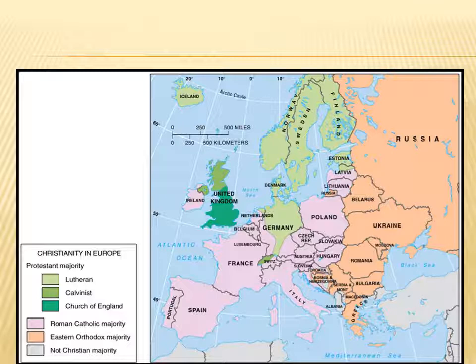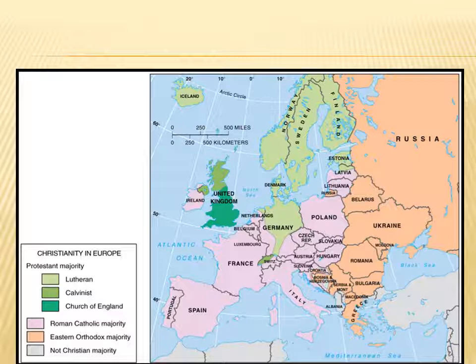Let's understand our choropleth classes because we've got the green, and different shades of green for different denominations. The greens are going to be Protestant branches, the Protestant branch. Pink is going to be our Catholic branch, and then orange is going to be our Orthodox branch.